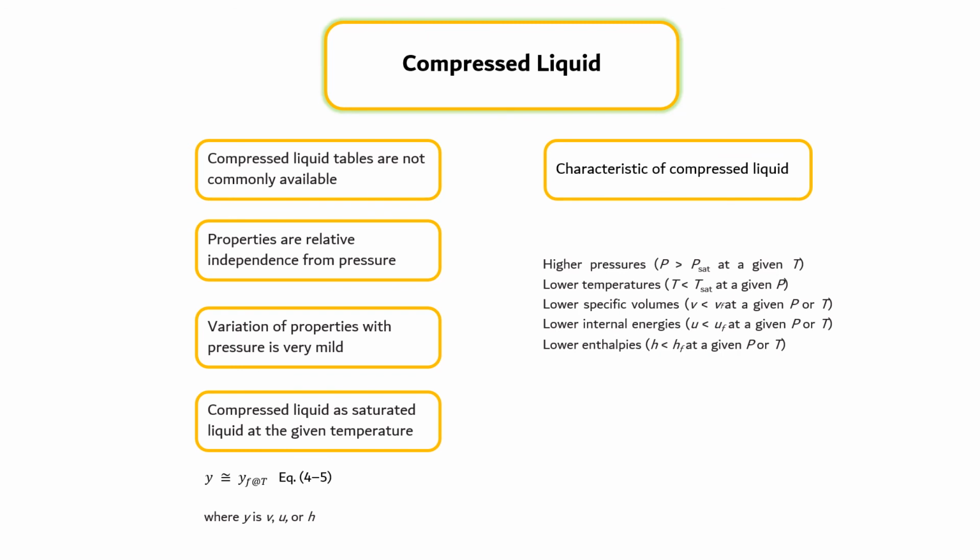In general, a compressed liquid is characterized by higher pressures, lower temperatures, lower specific volumes, lower internal energies, and lower enthalpies.